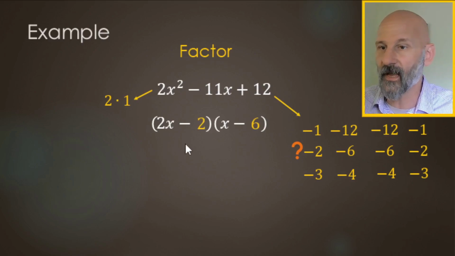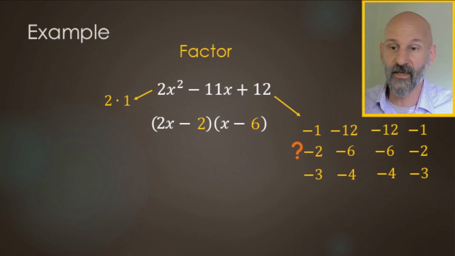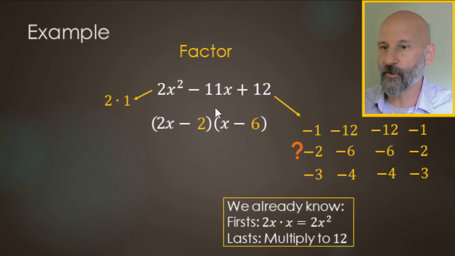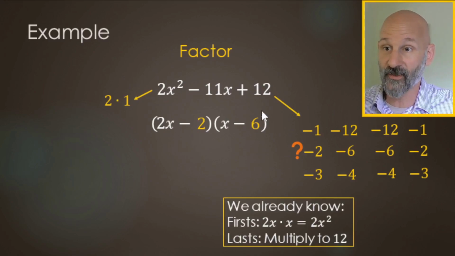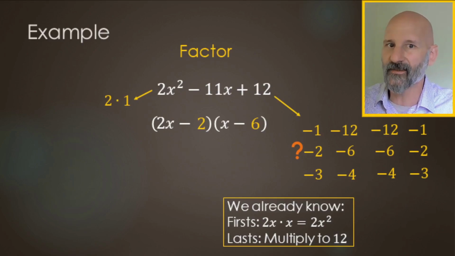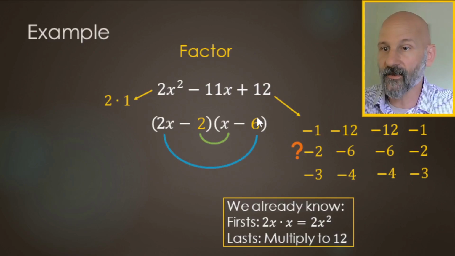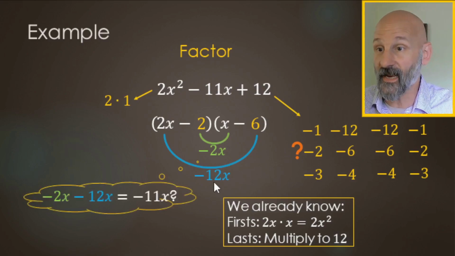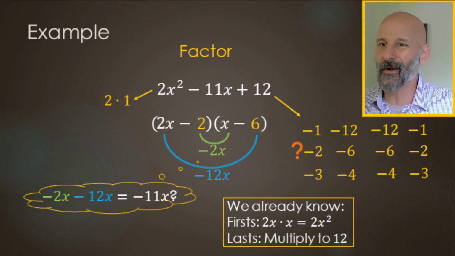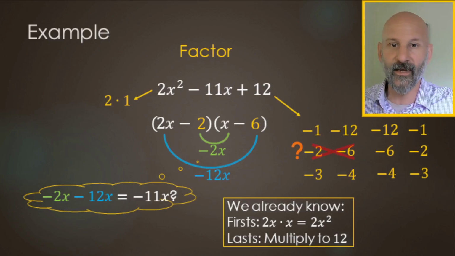So here we go. So we got a 2x minus 2 and an x minus 6, and now we're guessing. So we already know 2x times x makes 2x squared, so we don't have to check the firsts, and 2 times 6 makes 12. All of these are going to make positive 12, so we don't have to check the lasts either. We're just checking the inners and the outers, okay? So 2x times negative 6 is a negative 12x. Negative 2 times x makes a negative 2x. And now we're asking ourselves, negative 12x plus a negative 2x, does that make negative 11x? It's negative 14, so no, not negative 11x. So we know it's not negative 2, negative 6.